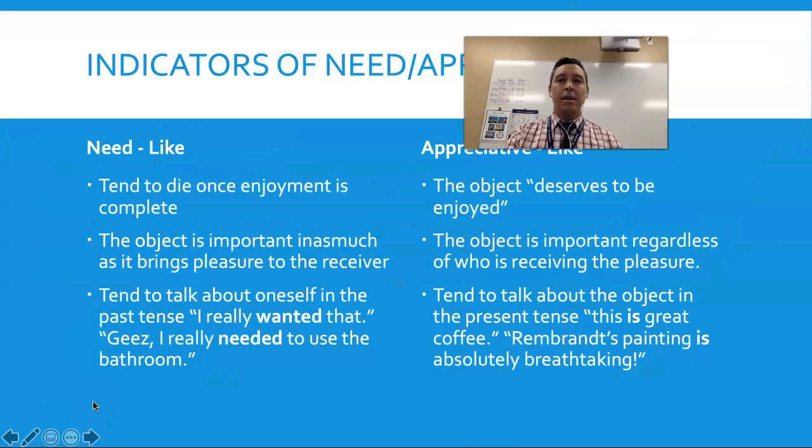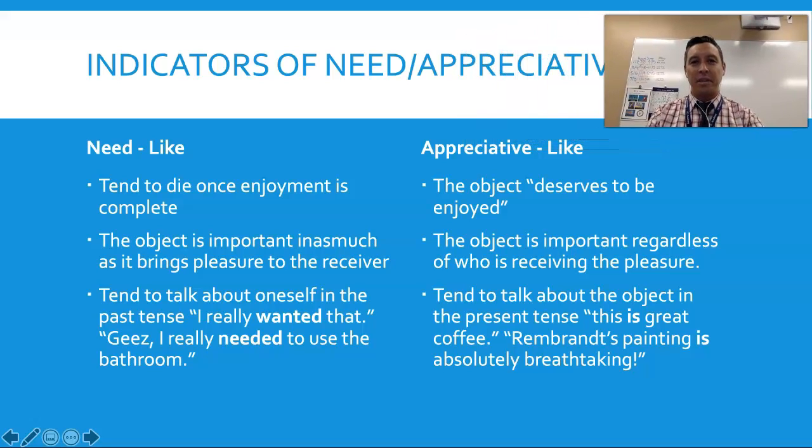Now, here are ways to tell if you have need or appreciative like. Need-like tends to die. It dies once satisfaction is achieved. The object is important because it brings pleasure to the receiver. And C.S. Lewis says that we tend to talk about it in past tense, like, wow, I really wanted that. Whereas appreciative-like, the thing deserves to be enjoyed because the thing itself is amazing. Whether or not I enjoy it, the thing is a good thing. The object is important regardless of who's receiving the pleasure, right?